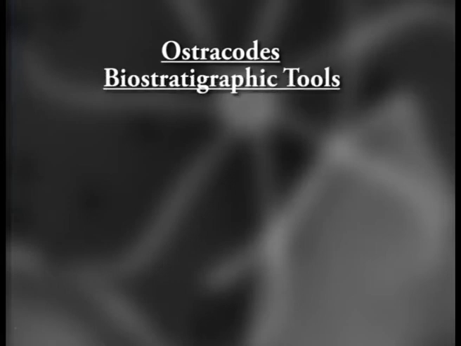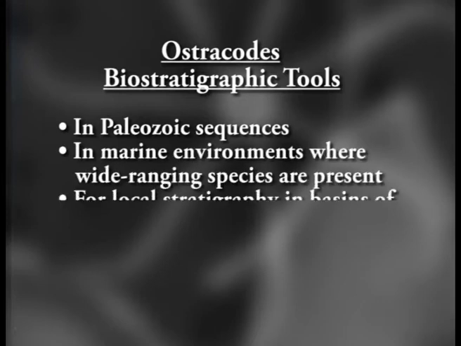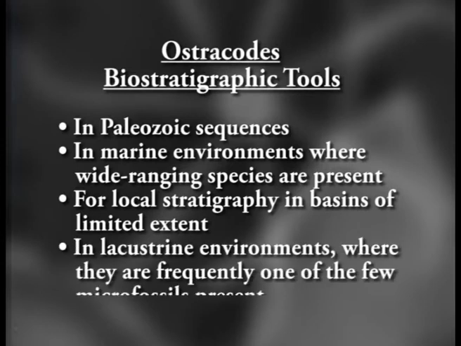Ostracods typically have rapid evolutionary rates and are useful biostratigraphic tools in some situations, that is, in Paleozoic sequences, in marine environments where wide ranging species are present, and for local stratigraphy in basins of limited extent, and lacustrine environments where they are frequently one of the few microfossils present. Ostracods may also indicate thermal maturation of source rocks.